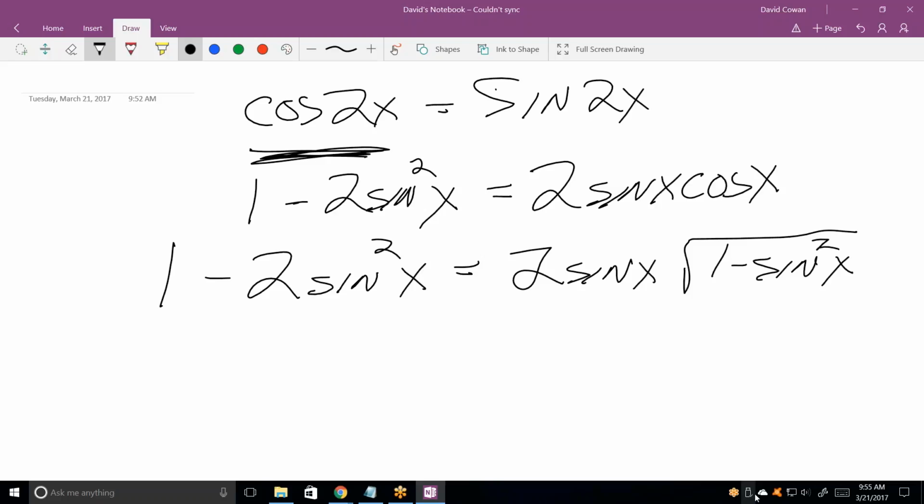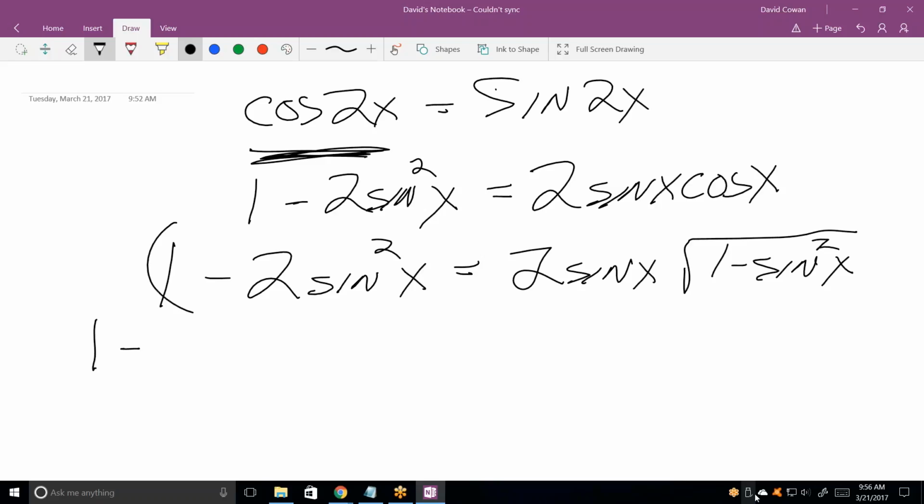Okay, now I square both sides. What do I get? Help me square both sides here. In other words, I get a radical sign. You get, for the left side, you get 1, would it be plus 4 sine to the 4th x? No, it's minus. Think of it as a minus b squared.